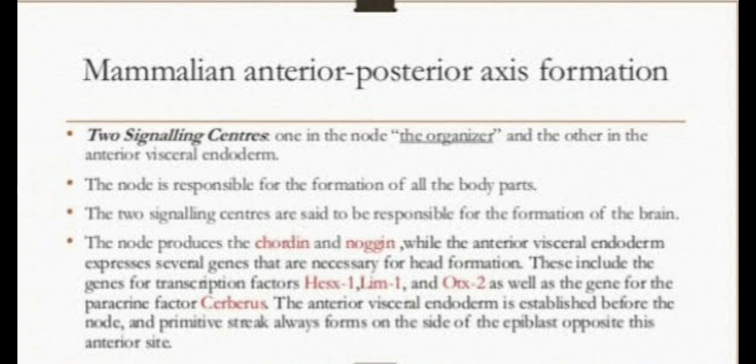The node appears to be responsible for the creation of the body, and the two signaling centers, that is the node and the anterior visceral endoderm, are responsible for the formation of the anterior region of the embryo.